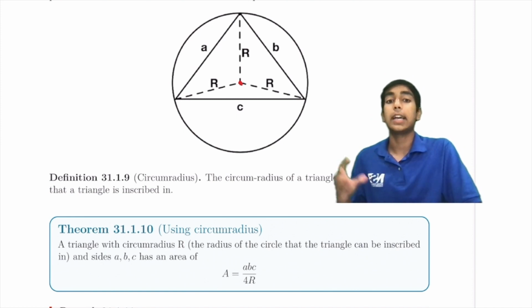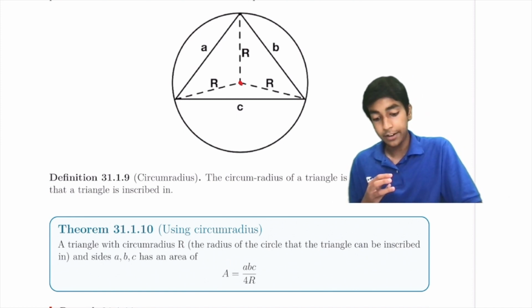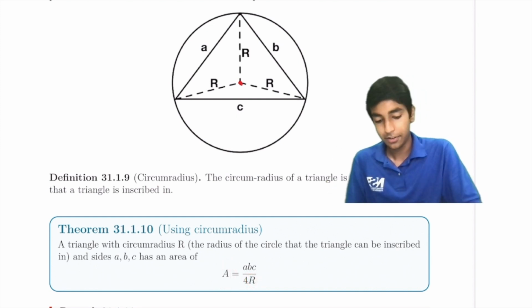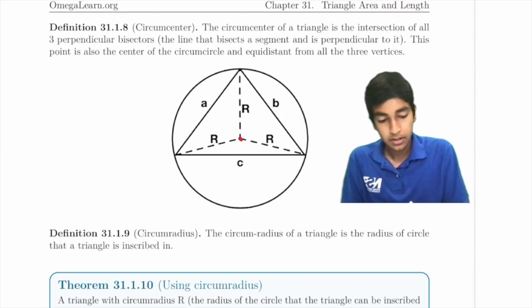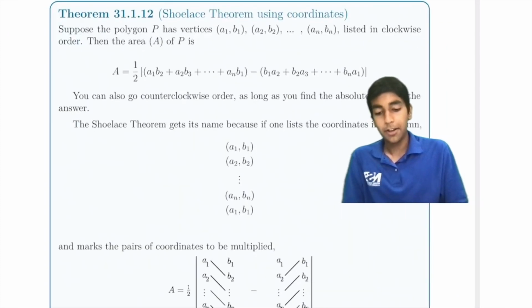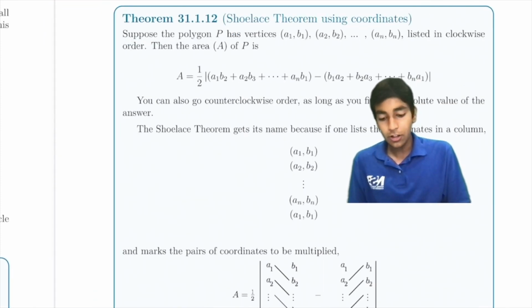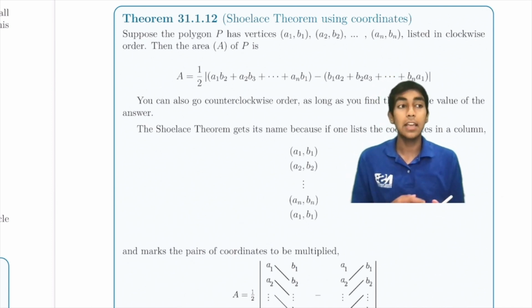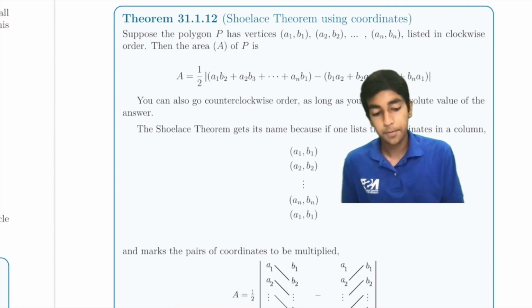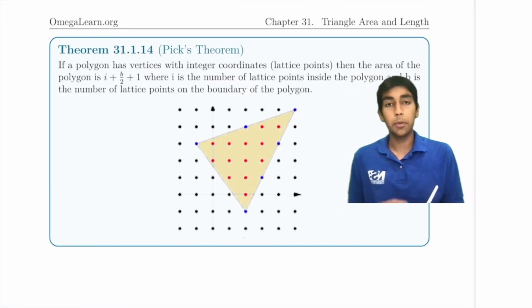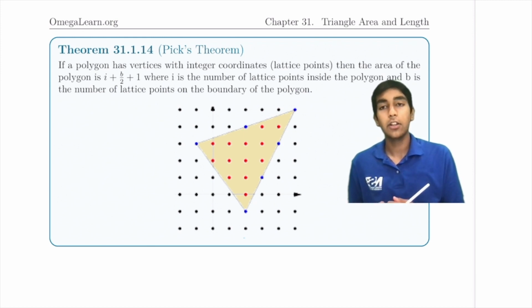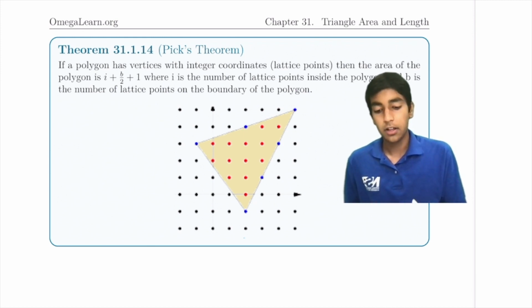Also, you can do backtracking here. If you know the area, you can find the circumradius from this, and this is sometimes useful. So here's another cool theorem, Shoelace theorem. Shoelace theorem essentially allows you to find the area of a triangle using coordinates. But we'll discuss more of this in the coordinate geometry video. And Pick's theorem as well, we'll discuss more in the coordinate geometry video, but they're useful for finding areas when you have lattice points, etc.